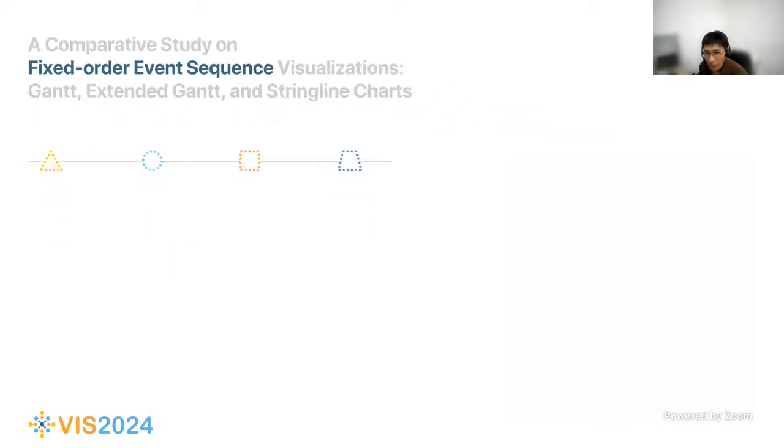Although the order is fixed, unlike many visual analysis works that find frequent event order patterns, in fixed order event sequences there still exists a difference among sequences: the time. For example, the time stamp of each event can be different.